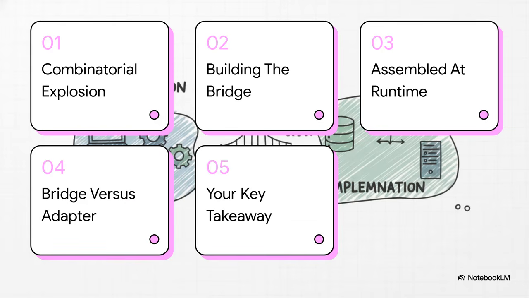Okay, so here's our game plan. First, we'll dive into the messy problem that this pattern was born to solve. Then we'll actually build the bridge, piece by piece, and see its real power when we can assemble things at runtime. We're also going to clear up a super common point of confusion, bridge versus adapter, and then we'll wrap it all up with the key takeaway you need to remember.